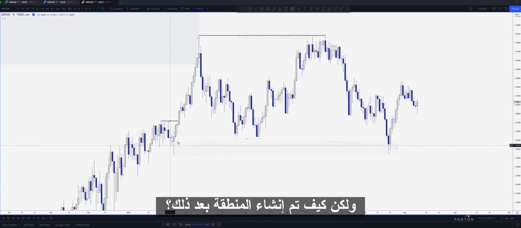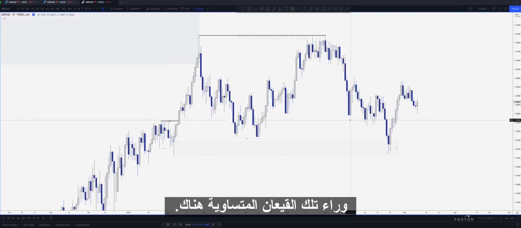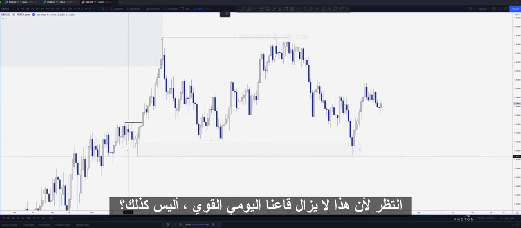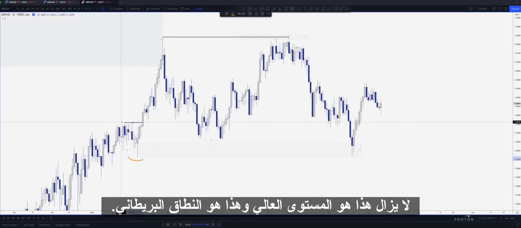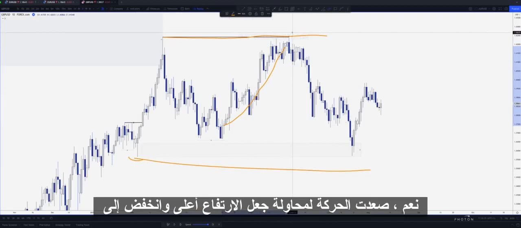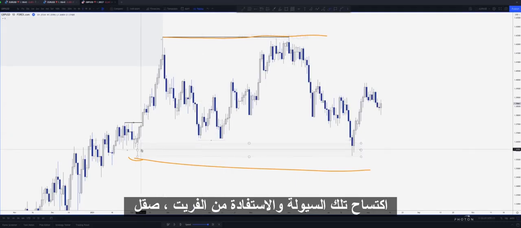But then how was the zone created? It's a pretty strong sweep zone where we took the liquidity sitting behind those equal lows there. So we knew it was very high probability that this zone was going to hold, because this is still our daily strong low. It did still take out that high, and this is the bullish range we've been in the entire time. Yes, the move went up to try and make that higher high and it failed to do so, but then it's these lows that become weak. Price then comes down to sweep that liquidity and tap into the fractal refinement of this zone.